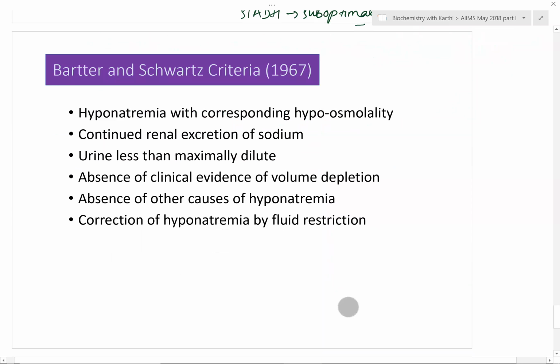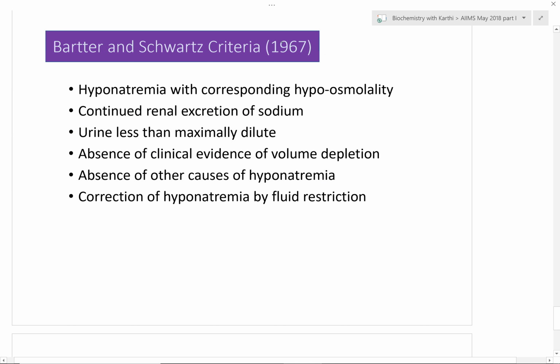So Bartter and Schwartz described the first case of SIADH in 1967, and their criteria are still being used right now for the diagnosis of SIADH. So what their criteria were: hyponatremia with corresponding hypoosmolality and continued renal excretion of sodium.